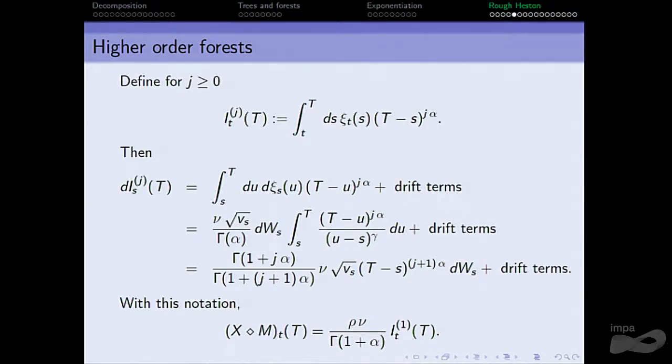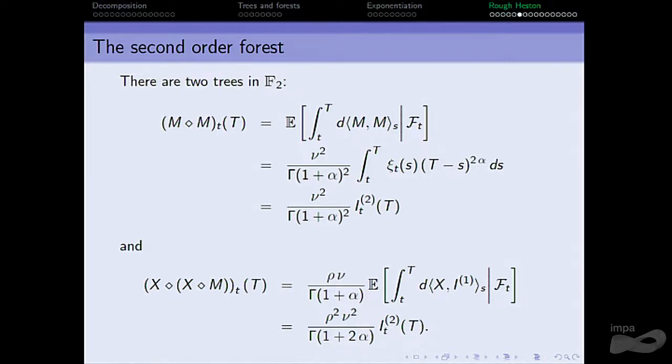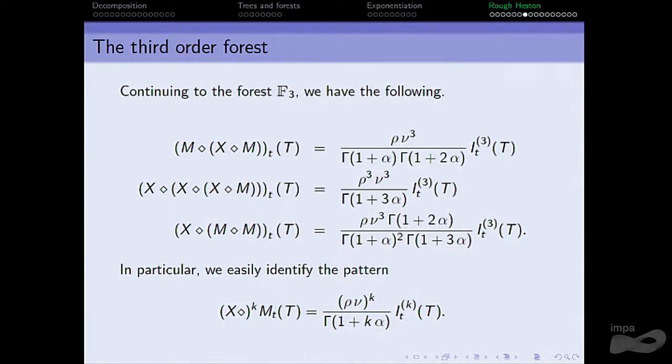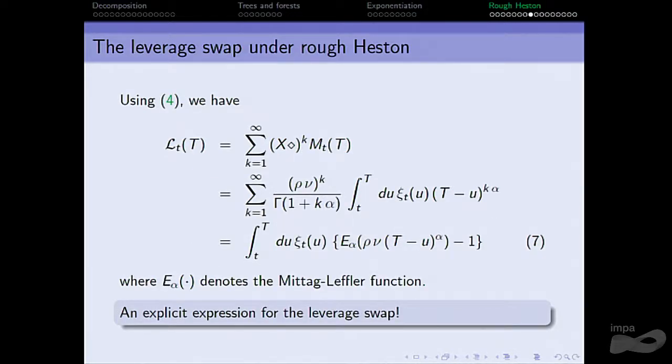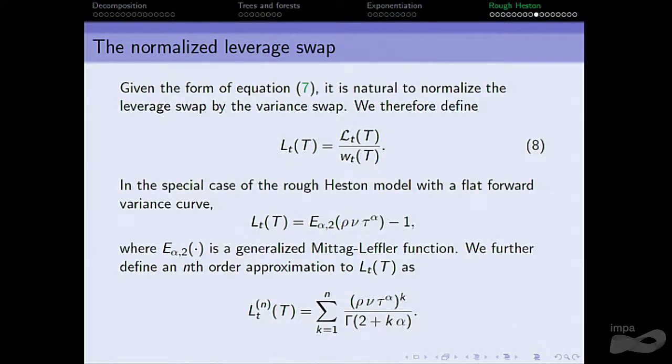See, this is x diamond m. This is x diamond m. And we very quickly recognize the pattern. x diamond to the power k gives, right? So we can sum up all these terms. This is a very simple infinite sum. So we sum up all these terms to get the leverage swap. And we now have an exact expression under rough Heston for the leverage swap using Mittag-Leffler functions, which is kind of cute. Now, is it useful?